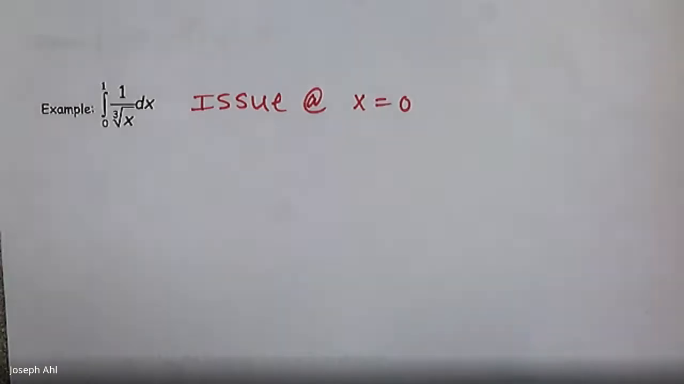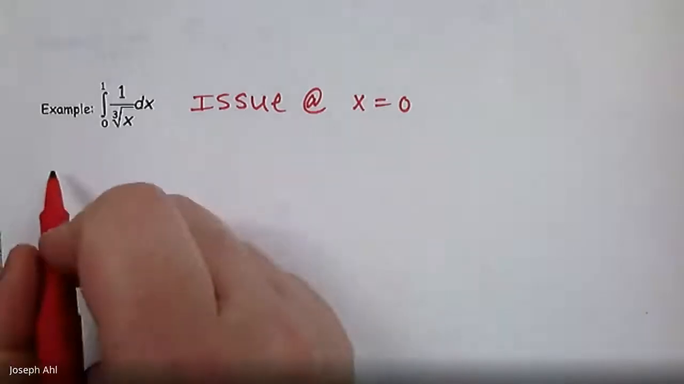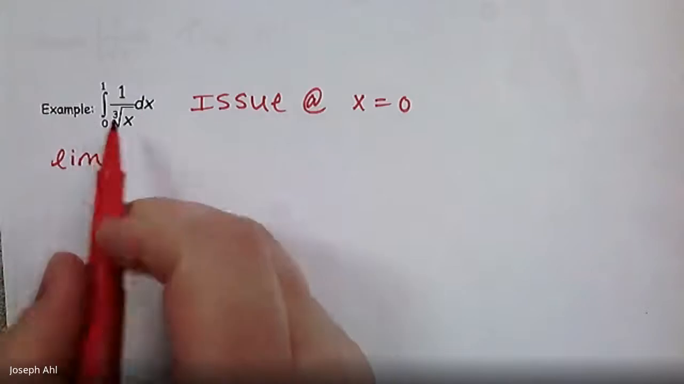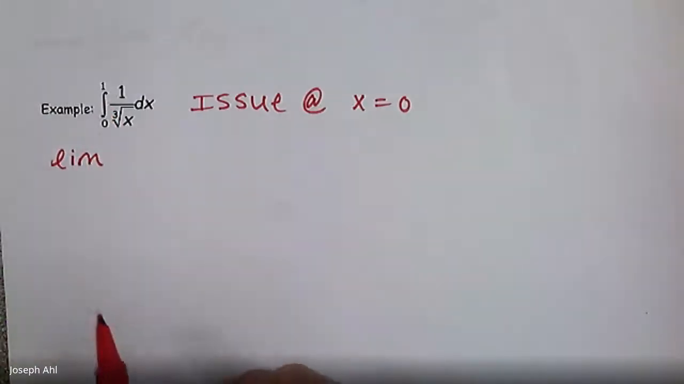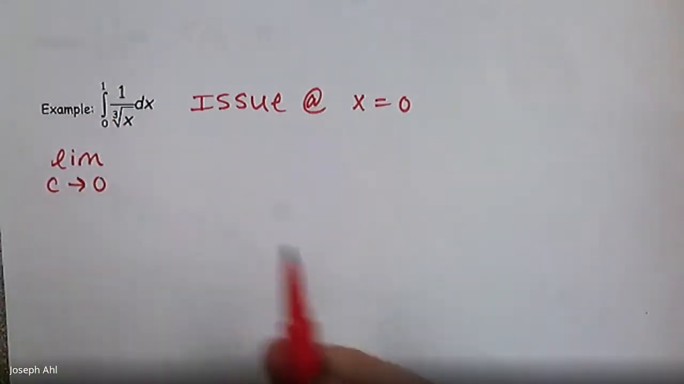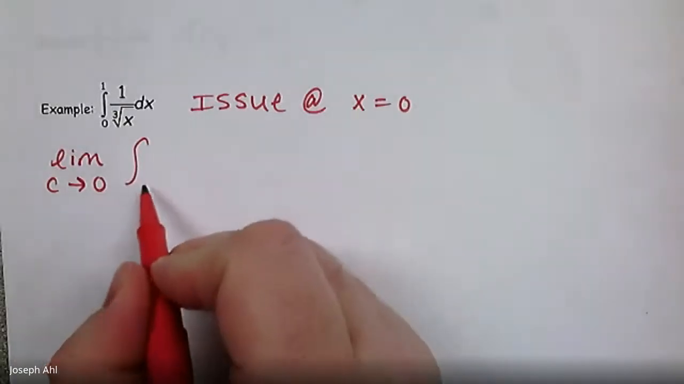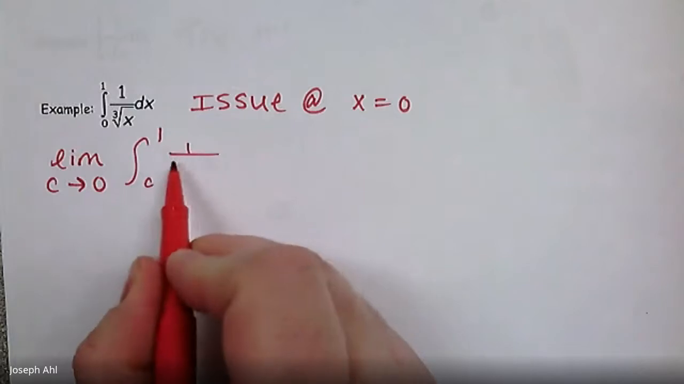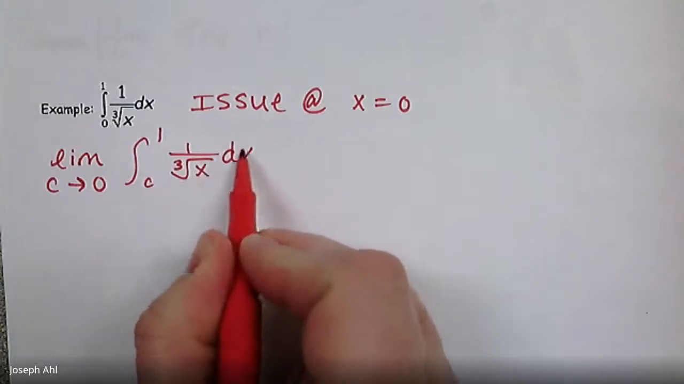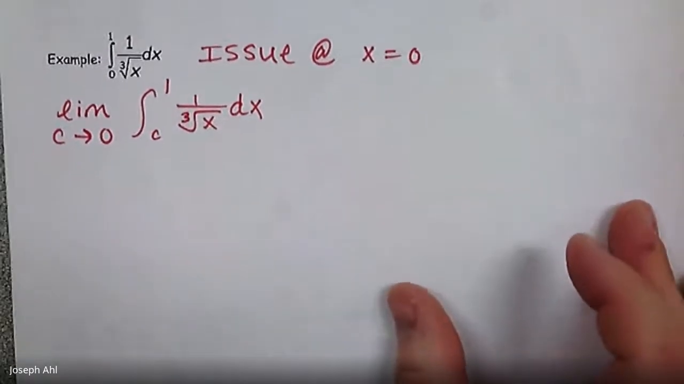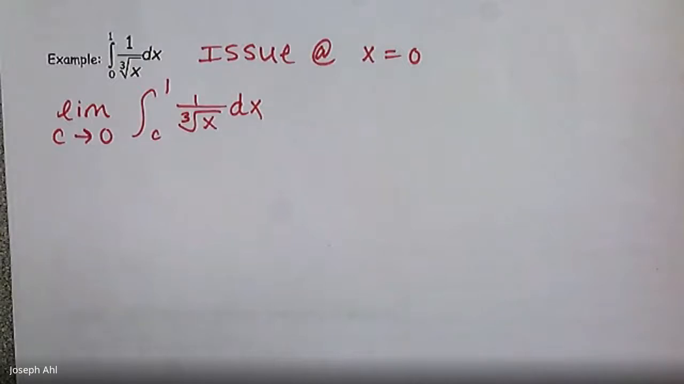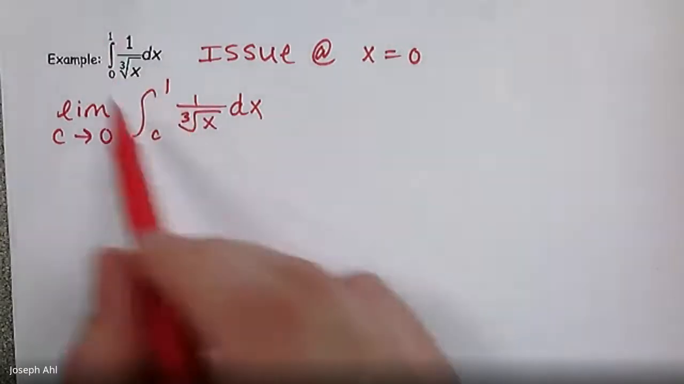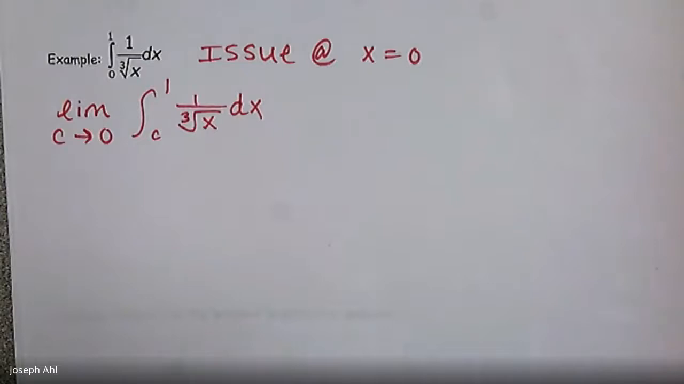So if 0 is where the issue is, what we're going to do is say, let's take the limit as some value c, where c is a number between 0 and 1, as c approaches 0 of the integral from c to 1 of 1 over the cube root of x dx. And if we can evaluate that integral and this limit exists, then we're going to say that this does in fact converge, and that this integral, even though we had a slight issue, does approach a specific value.